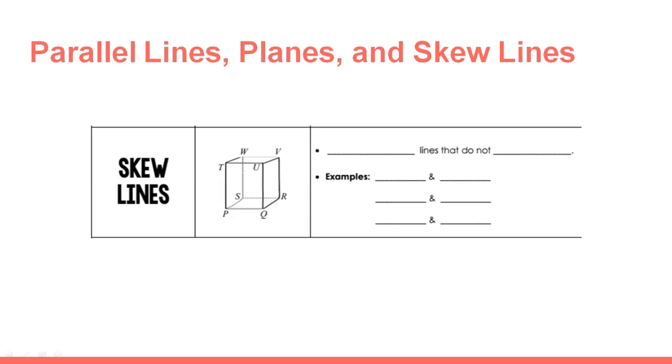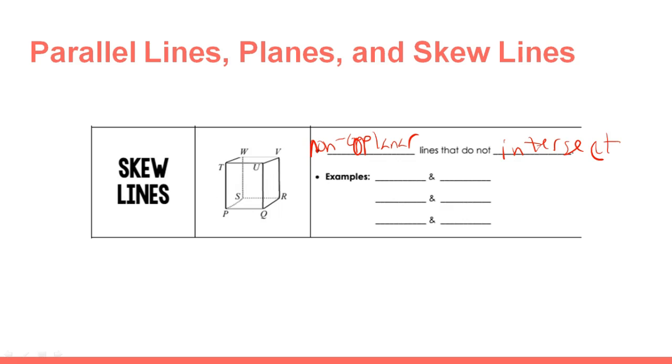And our last term here is skew lines. Skew lines are non-coplanar lines that do not intersect. So two lines that are non-coplanar sit on different planes, and they also do not intersect.